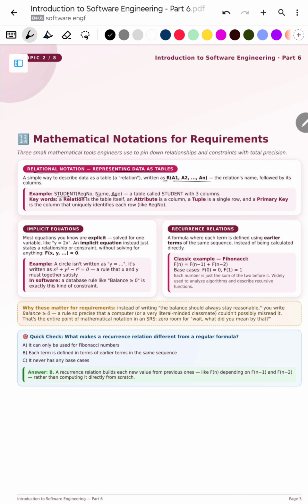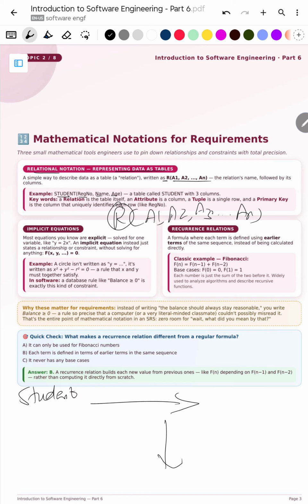A table called student, what does it say? When I'm writing R and then A1, A2, A3 and so on up to AN, what does it mean? A table is called R and it has these columns; this is a row, this is a column. So a table called student has 3 columns: registration number, age, name. This is what they're trying to say.